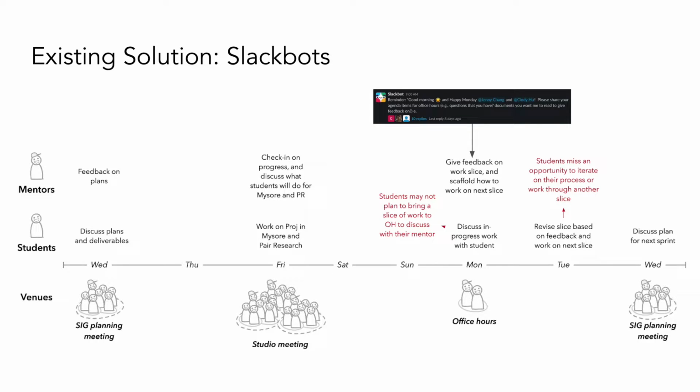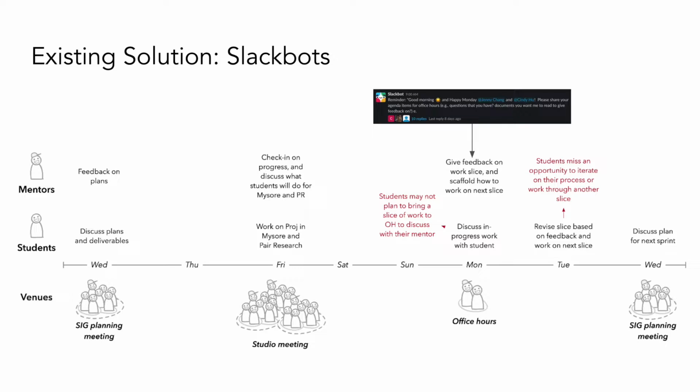And one way that we already try to solve this issue is that mentors in DTR will create these little Slackbot reminders like we have here, where they'll ask students to share any agenda items, any documents, or anything that the mentor should read during office hours and that they want to discuss with the mentors. So this already shows that mentors do find it useful to be able to describe these opportunities when students could check in with them in terms of when different venues are occurring.